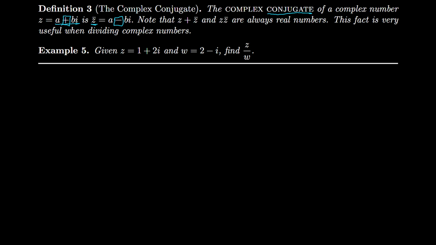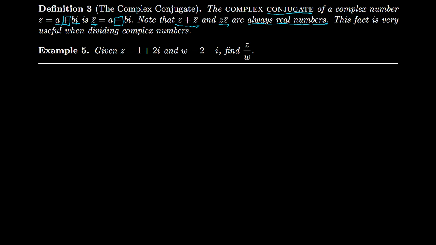Note that z plus z bar and z times z bar are always real numbers. This fact becomes very useful when dividing complex numbers. Z plus z bar, that is a complex number plus its conjugate, and a complex number times its conjugate are always real numbers. That's super useful because everything that we know has to do with how real numbers work, not complex numbers so much. So let's look at this in an example real quick.